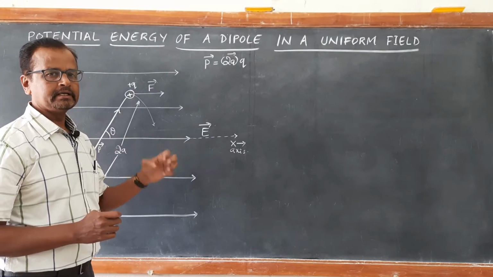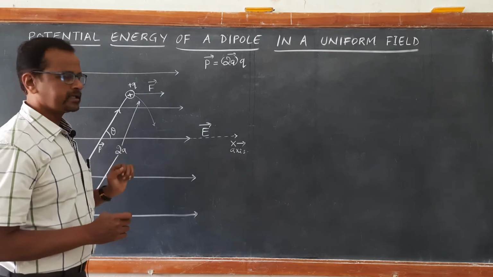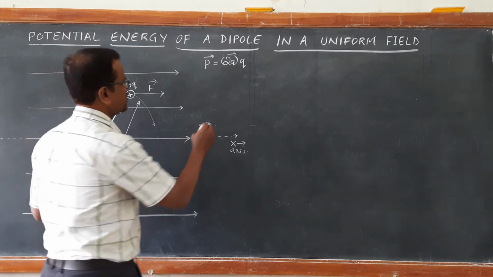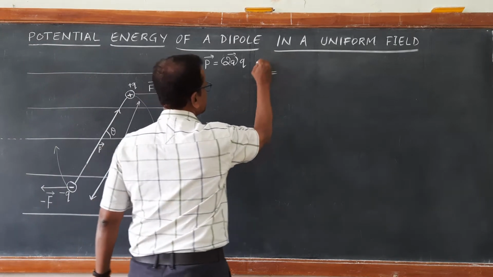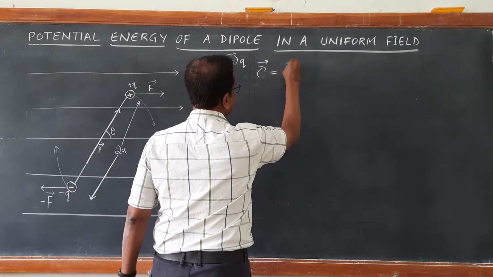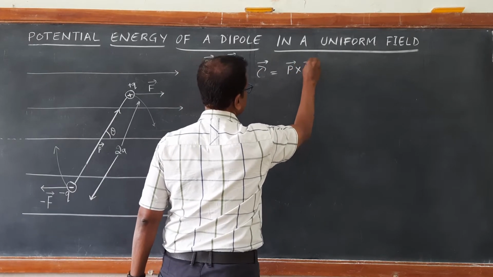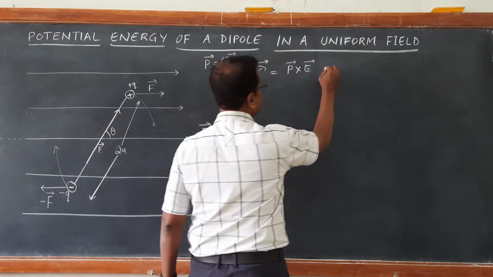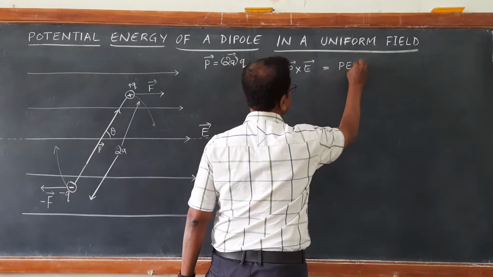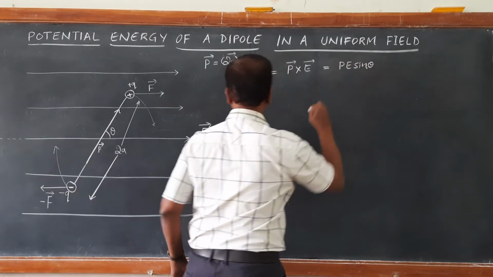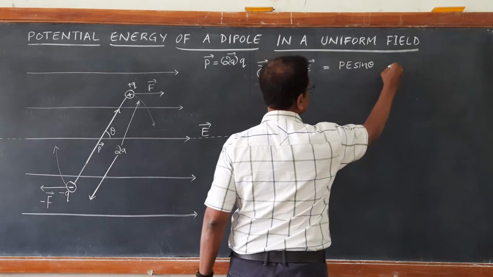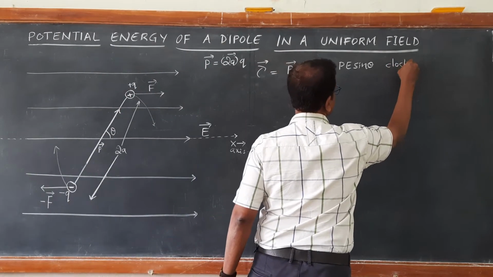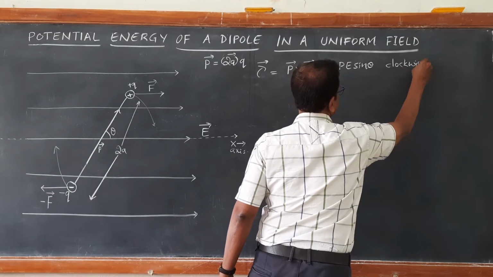So, we have studied the torque exerted by electric field, right? The torque exerted by electric field is given by torque tau equal to P cross E. This also we have derived earlier, which is given by pE sin theta, and it is clockwise torque in this case, clockwise.